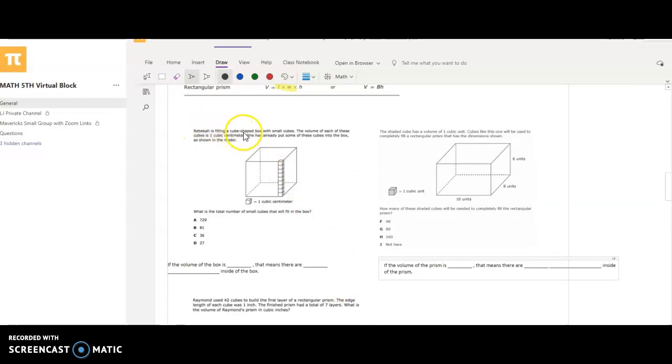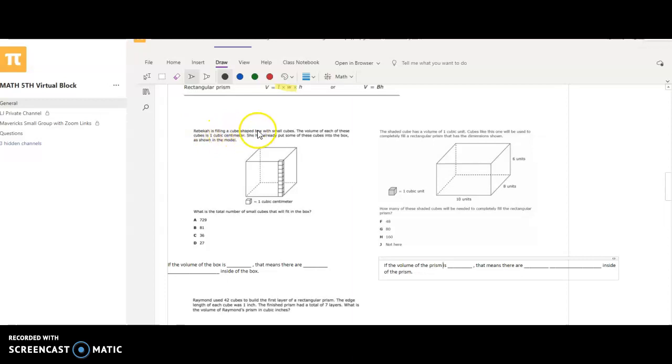Now I wanted to say these problems were on Friday's lesson, but when I was having problems with class notebook, I moved your practice onto a PowerPoint and I forgot to copy some of these over. So it's possible that you've seen these before, and it's also possible that you have not. So I just thought we would go back over these to make sure that we are seeing these.